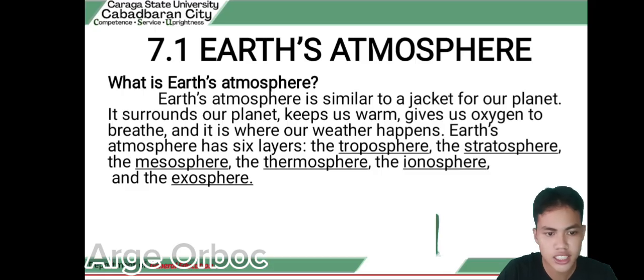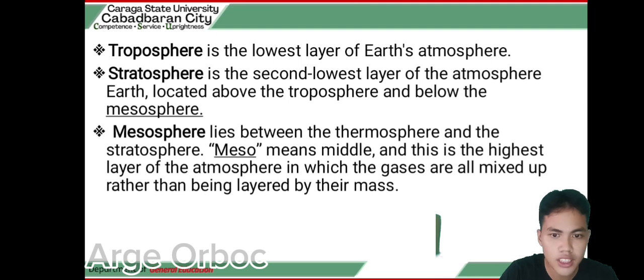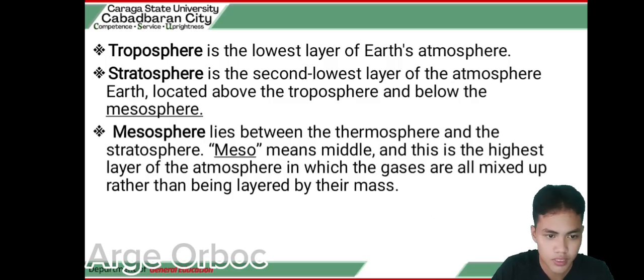The Earth's atmosphere has 6 layers. First is the troposphere, then the stratosphere, mesosphere, thermosphere, ionosphere, and exosphere. The troposphere is the lowest layer of the Earth's atmosphere. The stratosphere is the second lowest layer of the Earth's atmosphere, located above the troposphere and below the mesosphere.